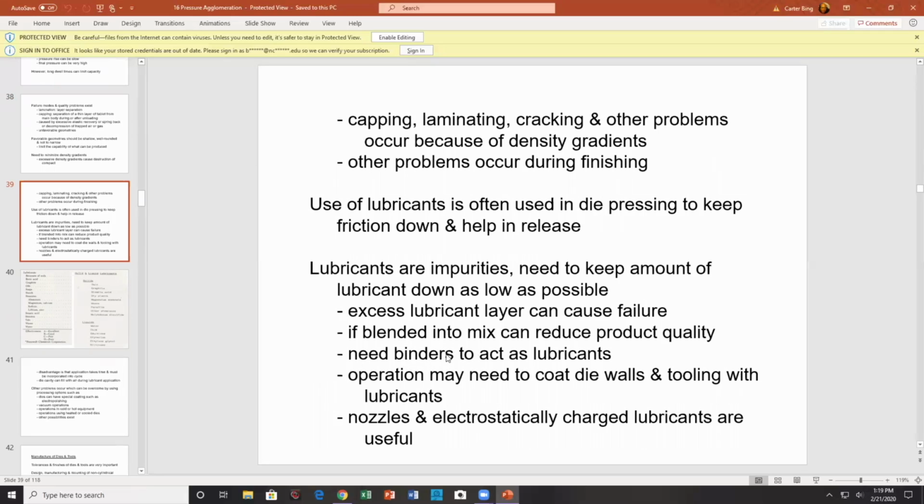Binders are present in non-free-flowing powders. That means they're going to be difficult to feed, so you may need distribution. The operation may need to coat die walls and tooling with lubricants. In a sense, these are called releasing agents, and if you were doing foundry work, they would be called release agents. Nozzles and electrostatically charged lubricants are useful. Electrostatically charged lubricants, that's kind of interesting. Electrostatics tend to go wherever the metal is.